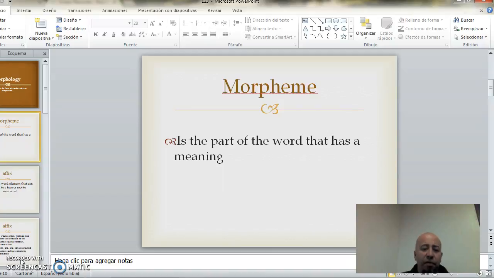Morpheme. The morpheme is the part of the word that has the meaning. It is the root where the greatest significance of the word is. In other words, a morpheme is the smallest unit of the language that has a meaning. That's a morpheme.